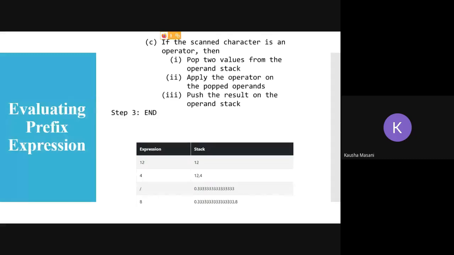You mean the division and the addition part, Aditya? Yes, the answer is to be pushed back into the stack then.